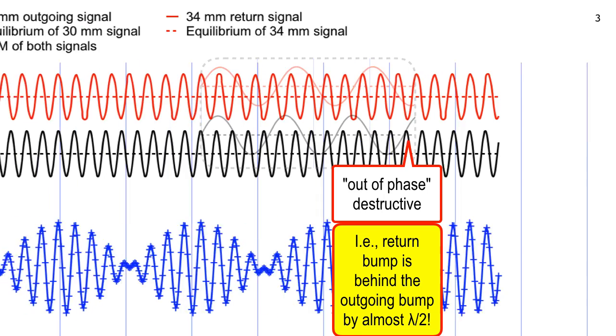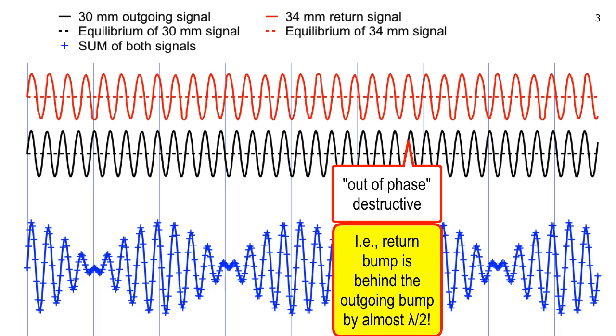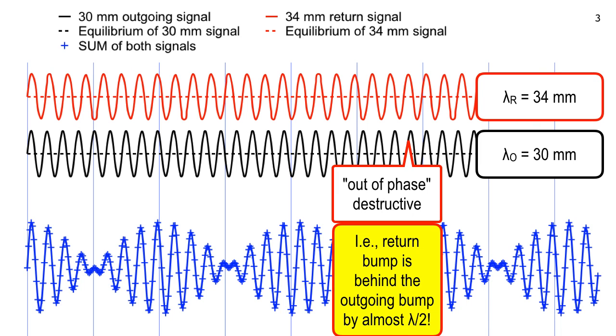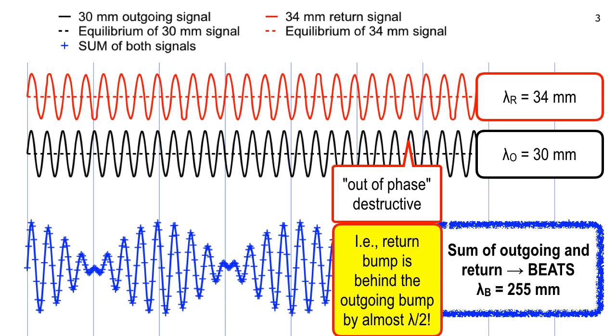All right? So, here's another bit of information. Here's the outgoing, the middle curve. That's 30 millimeters. Here's the return signal, 34 millimeters. I don't know how you can sketch it, but the blue curve is the sum of the outgoing and the return. So this is what you'd actually hear if it was audio waves.